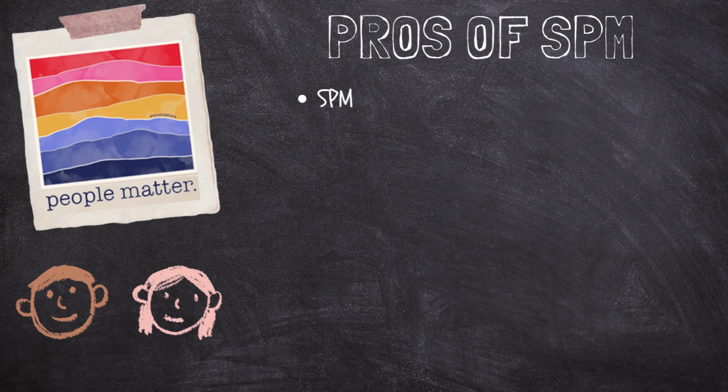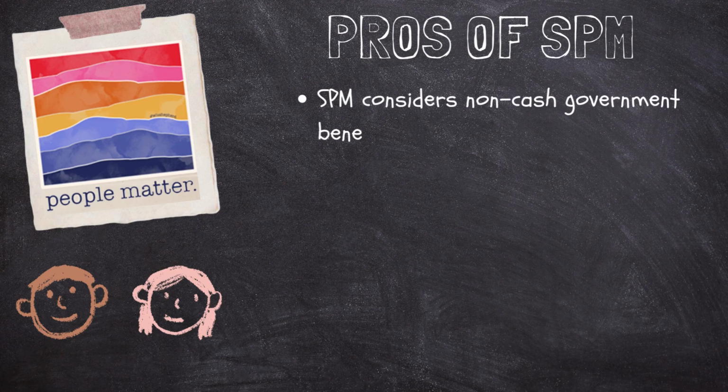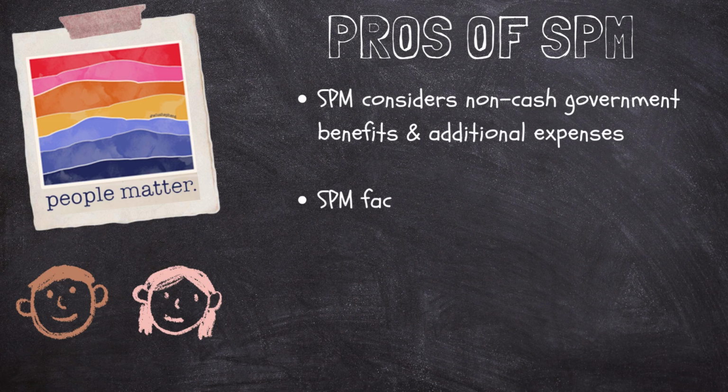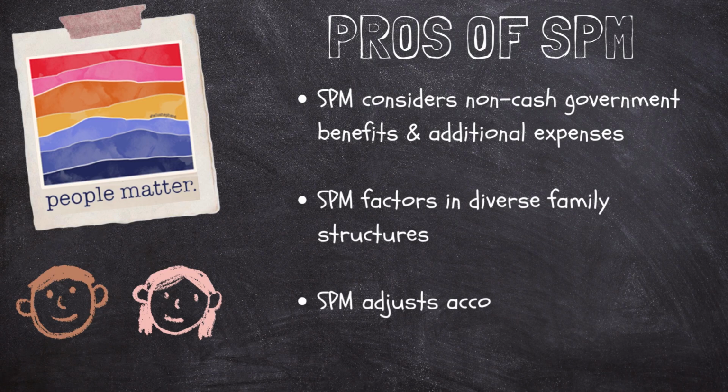The pros of the SPM. The SPM has numerous benefits that other measurements of poverty do not have. One such example being that the SPM considers a large variety of factors. As previously mentioned, the SPM considers not only income, but also accounts for non-cash government benefits that an individual receives along with other extraneous expenses that may affect any given individual.